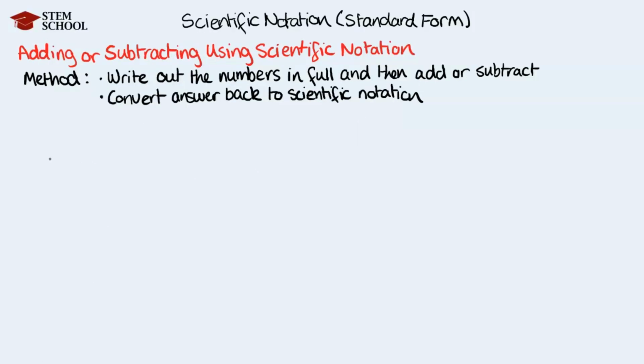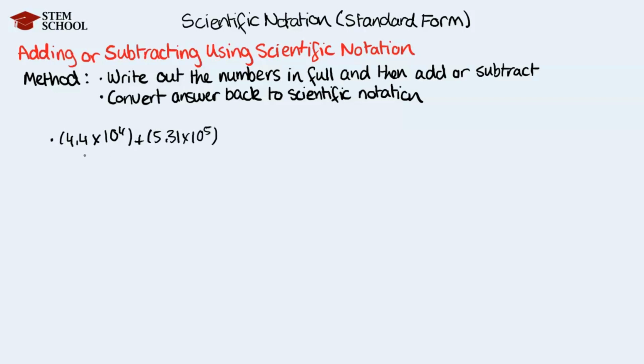And finally, we'll go over adding or subtracting using scientific notation. So the method is to write out the numbers in full, and then add or subtract them, and then finally convert the answer back to scientific notation, okay? It's just easier to convert from scientific notation first before we mess around with it. So we'll do an example. We'll do 4.4 times 10 to the power of 4. And what we're going to do is add it to 5.31 times 10 to the power of 5.